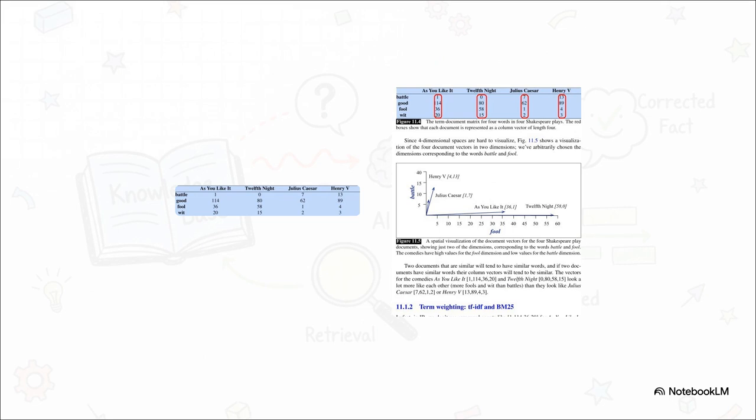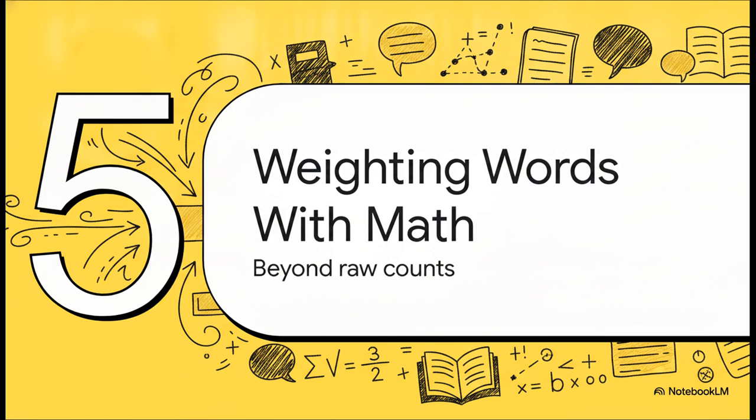And this brilliantly illustrates exactly why we call it a vector space model. We can take those columns of numbers and literally plot them as physical coordinates in space. So if we plot that fool dimension on the x-axis and the battle dimension on the y-axis, look at what happens. The vectors for the comedies, As You Like It and Twelfth Night, stretch way out along the fool axis and tightly group together. The histories, Julius Caesar and Henry V, shoot right up along the battle axis. Documents that are similar in meaning literally, physically group together mathematically in this space. How cool is that? Finally, let's head into Section 5, weighting words with math, moving beyond just raw counts.